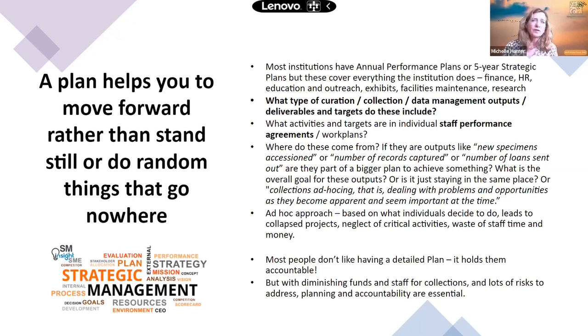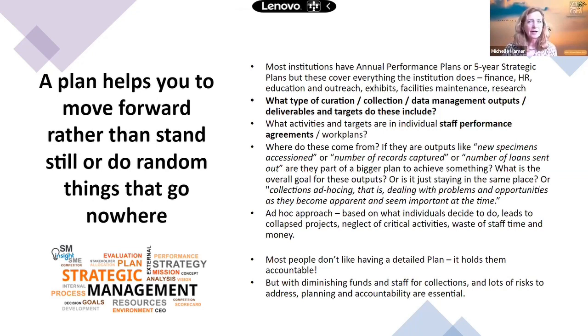So we've got all of these things included in plans, but where do they come from? So are they just random things put in there? So things like new specimens accession, number of records captured, number of loans sent out. So are they just there, or are they part of a bigger plan? A plan that's focused on the collections. And what is the overall goal? So where are you going with this? Or is it just doing things the same every day, year after year after year? So are you just staying in the same place, doing the same things, dealing with the same things?